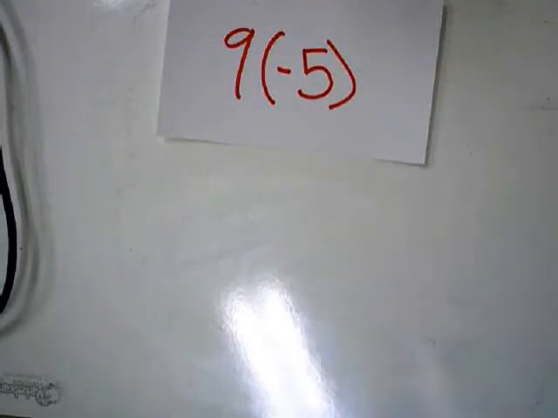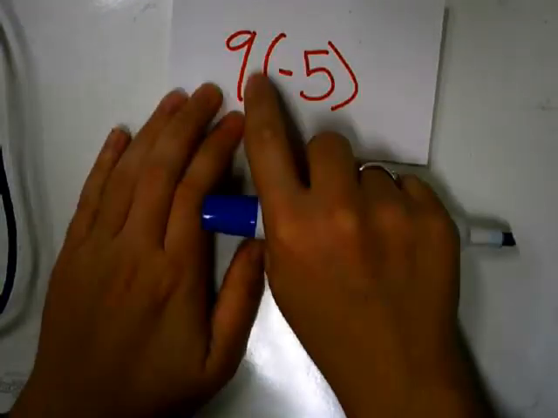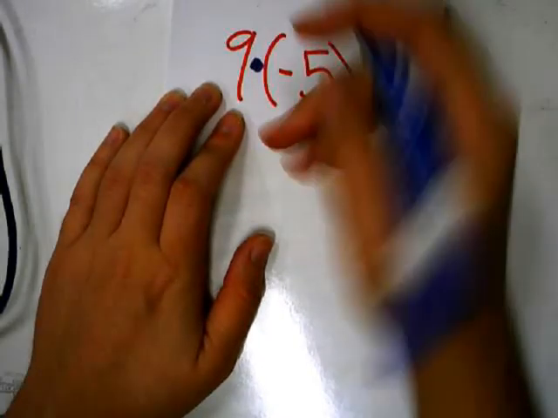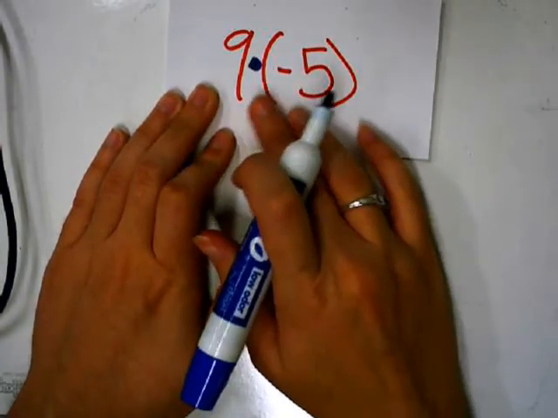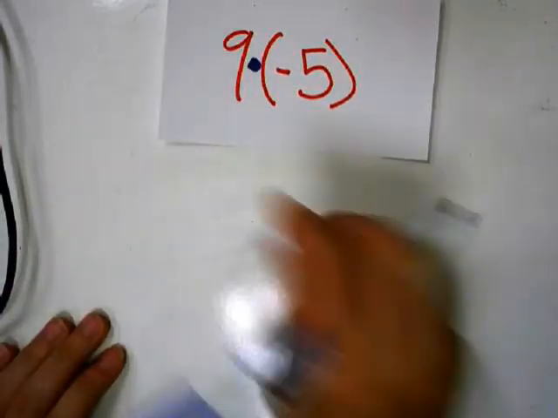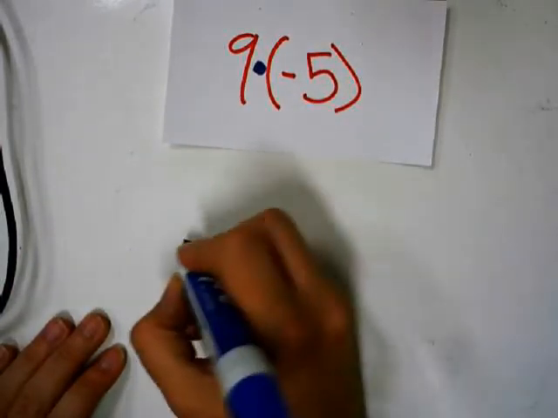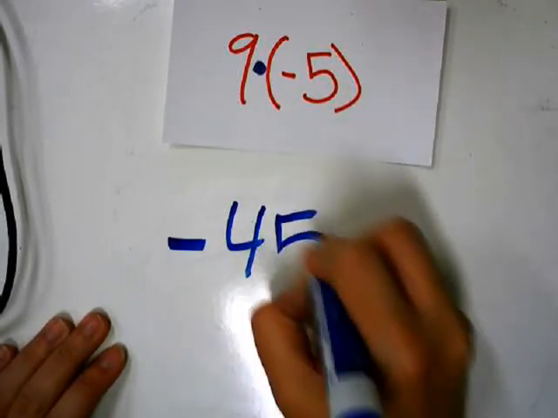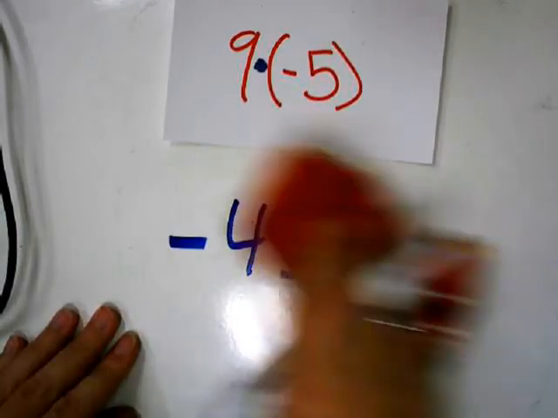Alright, what about this? 9 parentheses negative 5. Well, because there's no symbol here, that means this is a multiplication problem. We talked about that when we looked at distribution. So 9 times negative 5, they're opposite symbols, so it's going to be a negative. And 9 times 5 is 45. I know. So simple, your guys' heads are spinning.